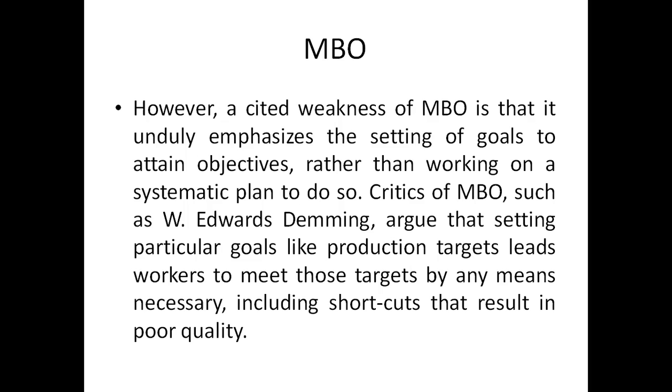Critics of MBO such as W. Edwards Deming argue that setting particular goals like production targets leads workers to meet those targets by any means necessary, including shortcuts that result in poor quality. So whenever you set the goals, the critics say that they sometimes use shortcuts to achieve their goals and objectives in the organization, and this sometimes leads to poor quality production. Okay, so that is also the weakness of MBO, management by objectives.